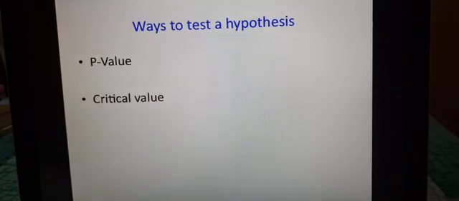In the earlier session, we had talked about alpha and beta, which is helpful for understanding the level of significance. Here, we would be discussing the ways to test a hypothesis, where we would be discussing two ways. First is p-value and another is critical value. In short, there are basically two ways to test a hypothesis, that is, p-value and based on critical value.